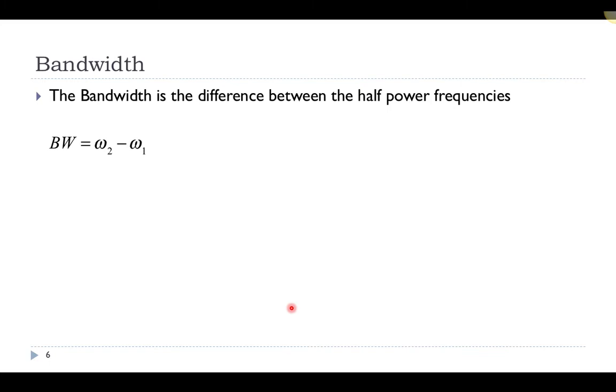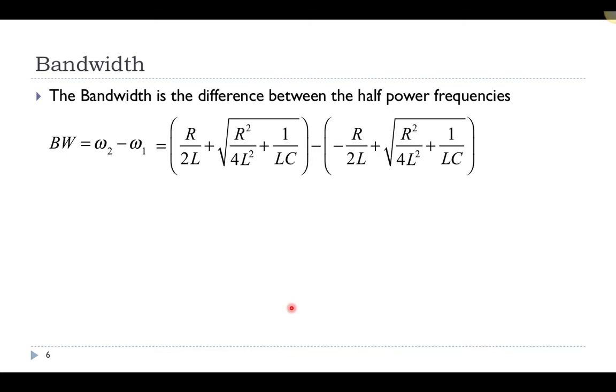The bandwidth is just the difference between those half power frequencies. And so I can just take the difference between those two quantities that I found. And I notice that the square root terms are in both of them, and they are going to cancel. And then the term that's out front has a negative, but then I'm subtracting. So the bandwidth of my circuit is just the resistance divided by the inductance. And so if I have a particular circuit, I can figure out the bandwidth by knowing the resistance in the circuit and the inductance in the circuit.